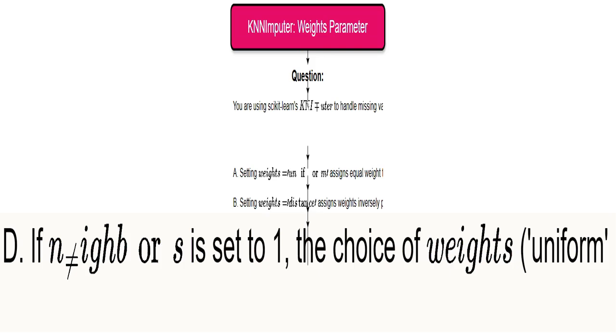This statement explains a special case. If I only consider one neighbor, it doesn't matter if I use uniform or distance weighting. The result is the same because there's only one neighbor to consider.